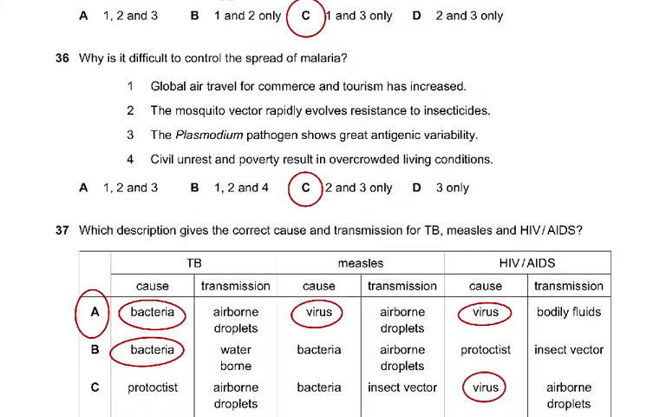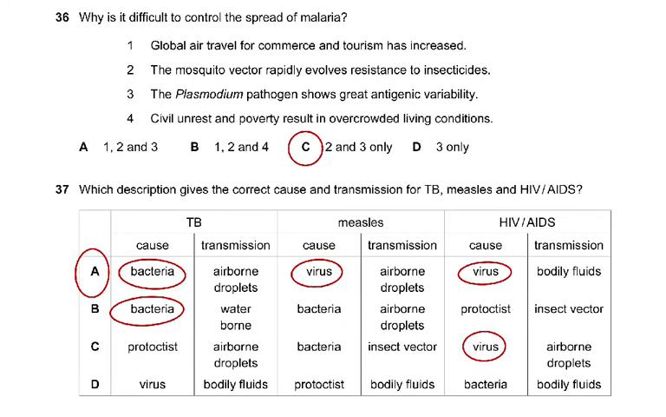Next, we come on to question number 36. Why is it difficult to control the spread of malaria? Global air travel for commerce and tourism has increased. Well, that doesn't really matter if it is not from malaria-ridden countries, then it doesn't matter if it's from the North Pole to the South Pole. There is no malaria in the North Pole and the South Pole. It's too cold there. So global air travel for commerce and tourism, yes, aeroplanes and all that, of course, but maybe they carry mosquitoes and maybe they carry some flies from here and there, maybe they carry a few lizards as well and a few frogs as well, but that's a very rare thing.